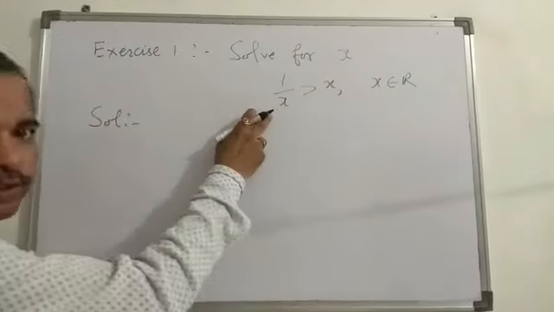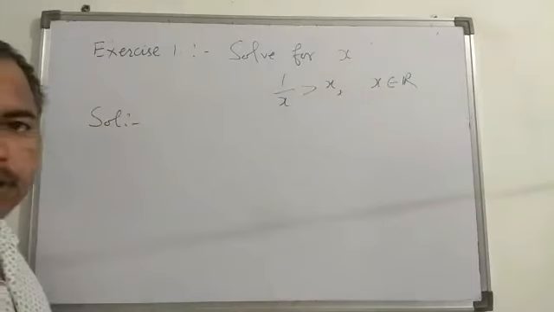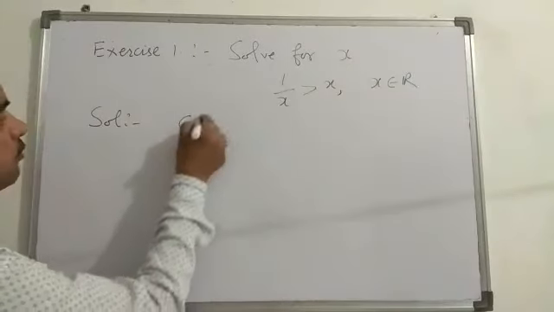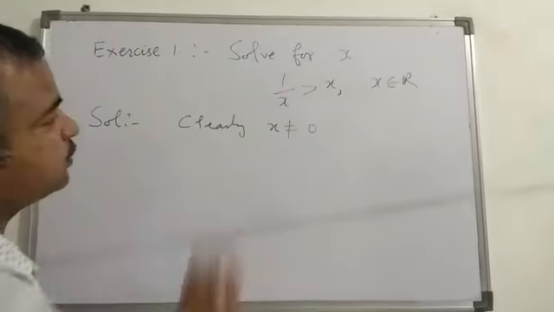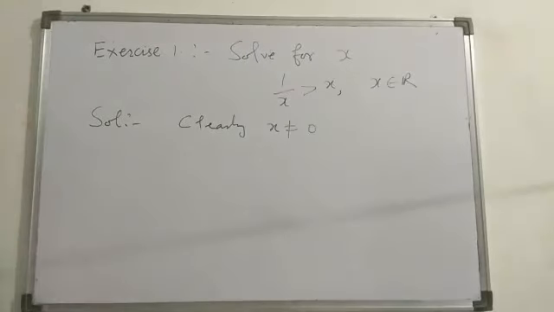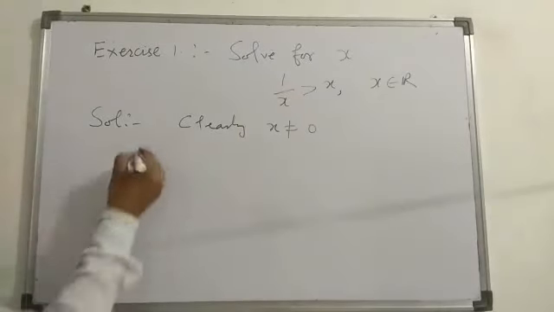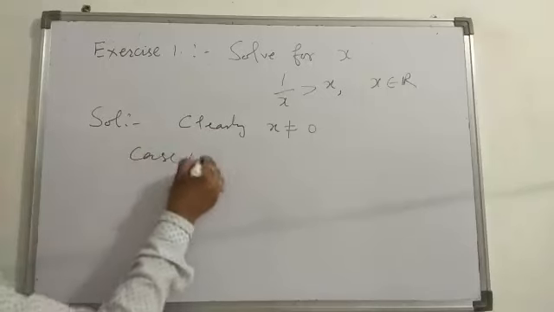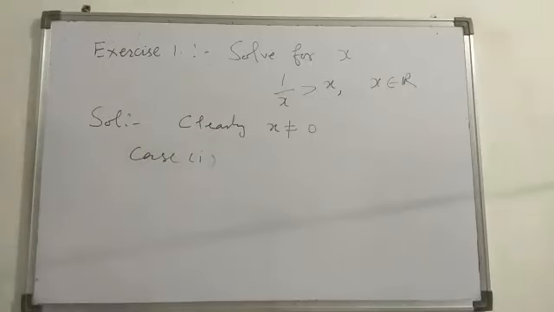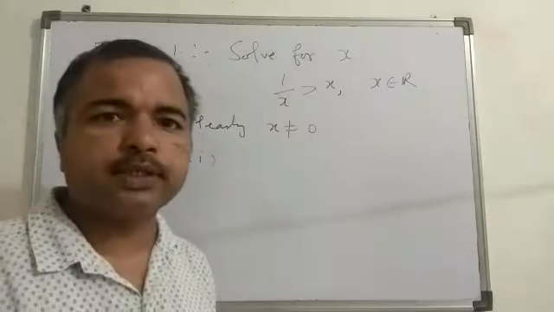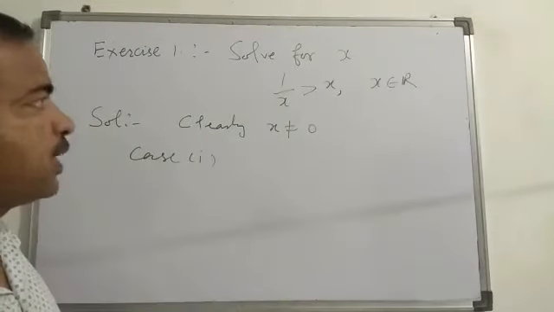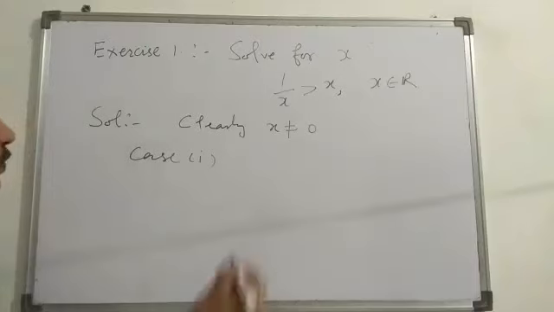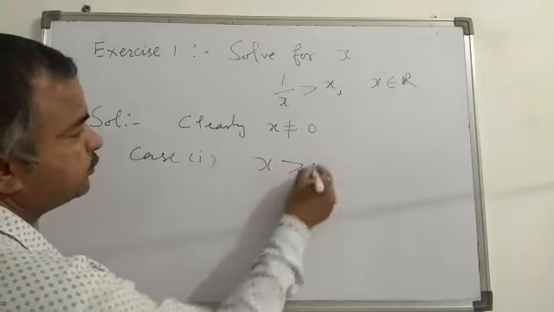clearly this x cannot be 0 because division by 0 is not allowed. Clearly this is not equal to 0 because 0 does not possess a multiplicative inverse. So now case first, by trichotomy property, either x is 0 or x is greater than 0 or x is less than 0. So x is non-zero, it means either x is greater than 0 or x is less than 0. So first, x greater than 0.